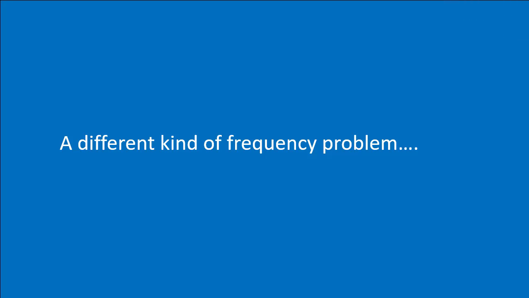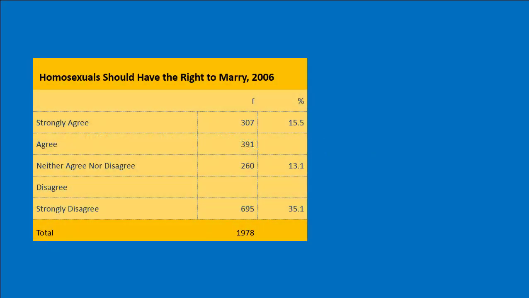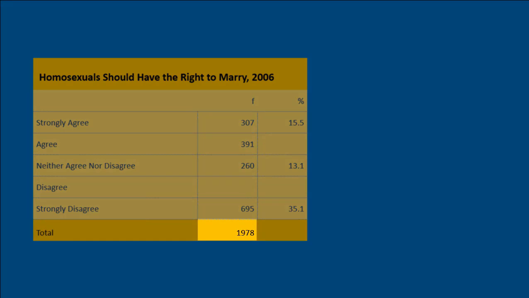I wanted to work through how to solve a frequency problem that looks a little bit different and can be a little bit more tricky than the ones that we've seen so far. Let's take a look. In this table, we have data from a 2006 survey where the total number of cases was 1,978, where the respondents were asked to answer questions about whether or not they felt that homosexuals should have the right to marry.